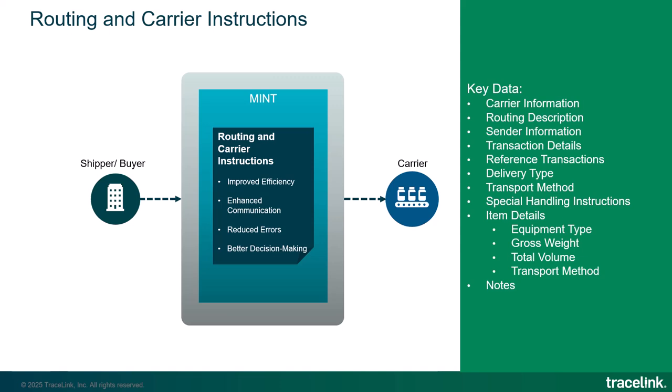This ensures that all parties involved in the supply chain are aligned and informed. The key instructions provided in this transaction are carrier and mode selection. This is the most fundamental instruction, dictating who will transport the goods and how. Route description. These instructions define the specific path of the delivery. Special handling instructions for proper care and management of goods during transit.